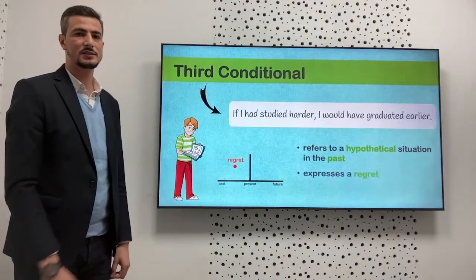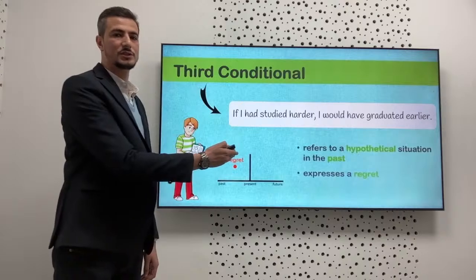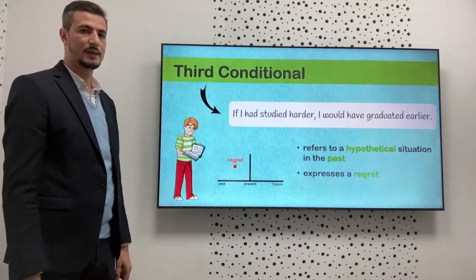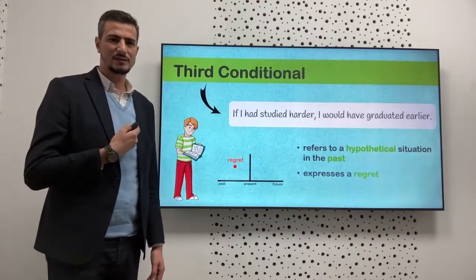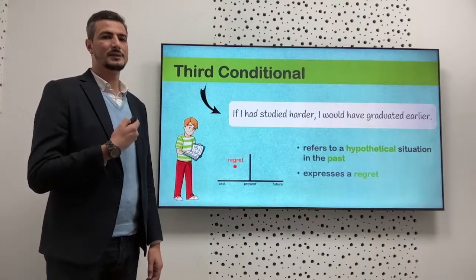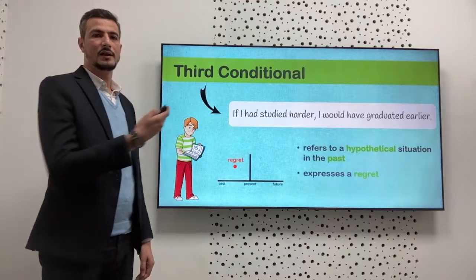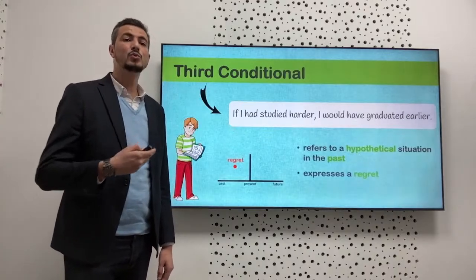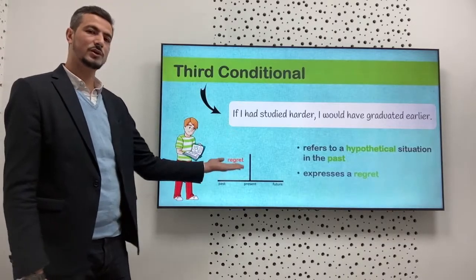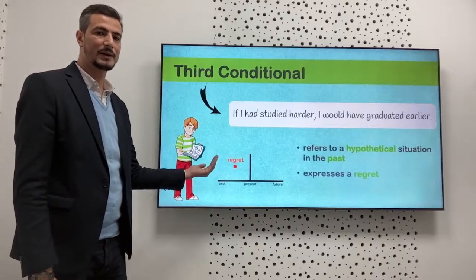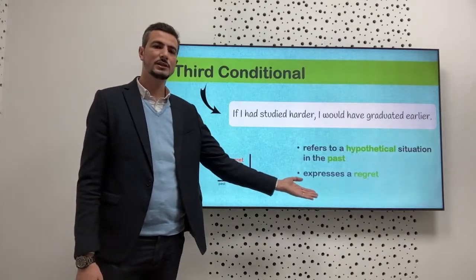Let's take a look at this example. If I had studied harder, I would have graduated earlier. I repeat, if I had studied, which means, did I study? Of course, I didn't study. I didn't study harder, and I haven't graduated earlier. If I had studied harder, I would have graduated earlier. So it refers to an action or something that didn't happen in the past and resulted differently. Sometimes it also expresses regret.